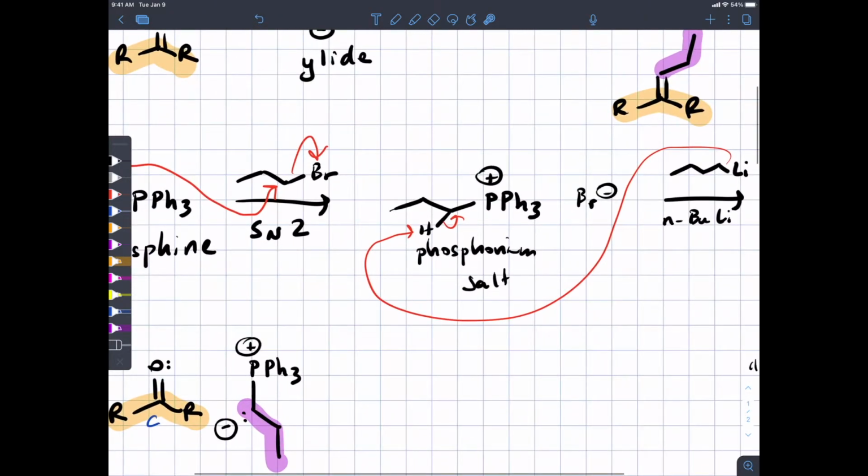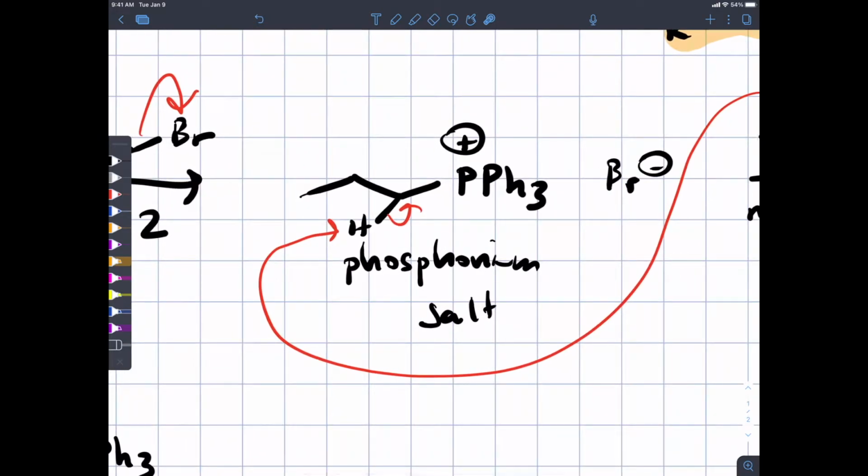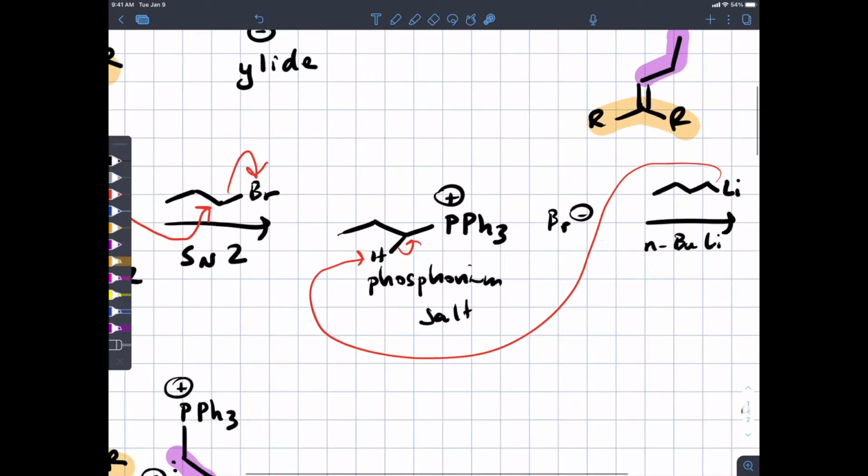A phosphorus bonded to 4 things is positively charged, just like a nitrogen bonded to 4 things is positively charged. NH4 plus would be an ammonium group, so a phosphorus bonded to 4 things is a phosphonium group. It's a salt because it has a counter ion, which we don't need to worry about.